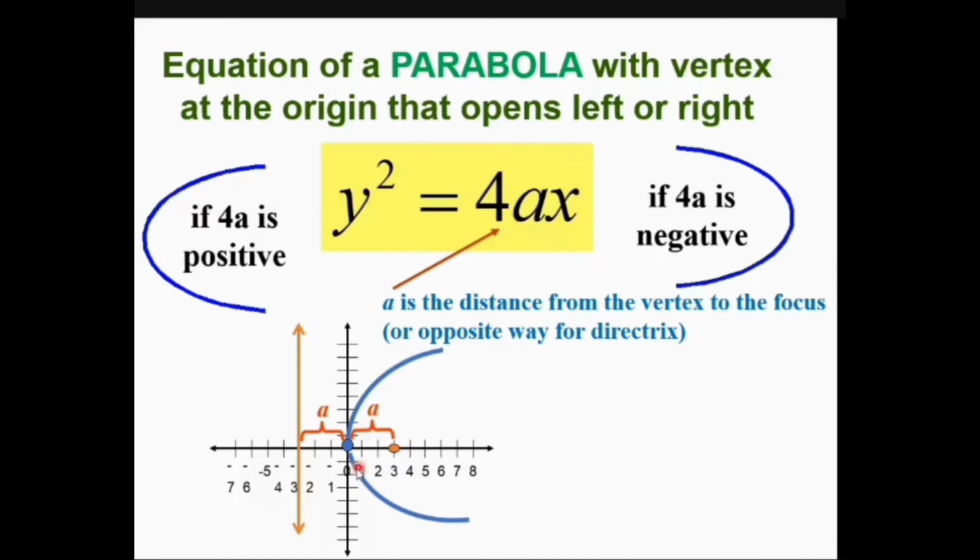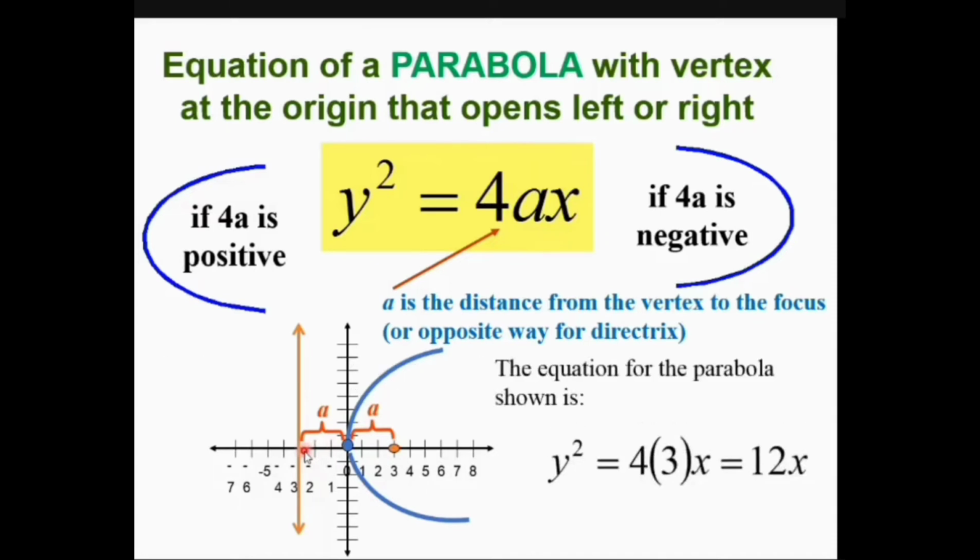So yun po yung a na tinutukoy dito sa equation. Okay? So in this case, anong value ng a natin? From the vertex to the focus, ilang units yon? 1, 2, 3. So from the vertex to the directrix, ilang unit yon? 1, 2, 3. So meaning yung a is equal to 3 units. Okay? So dahil 3 units siya, from the equation y squared is equal to 4ax, all we need to do is to substitute this distance, which is 3 units, to a.